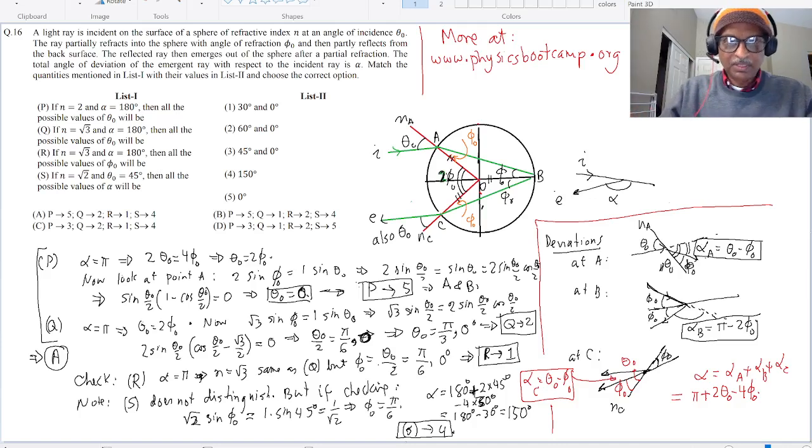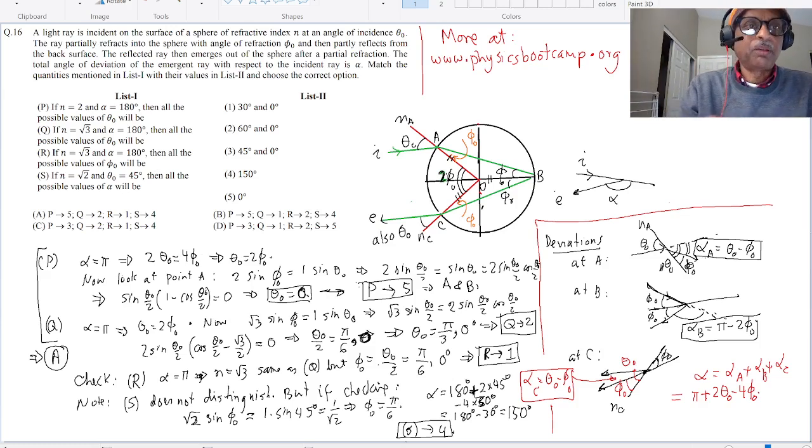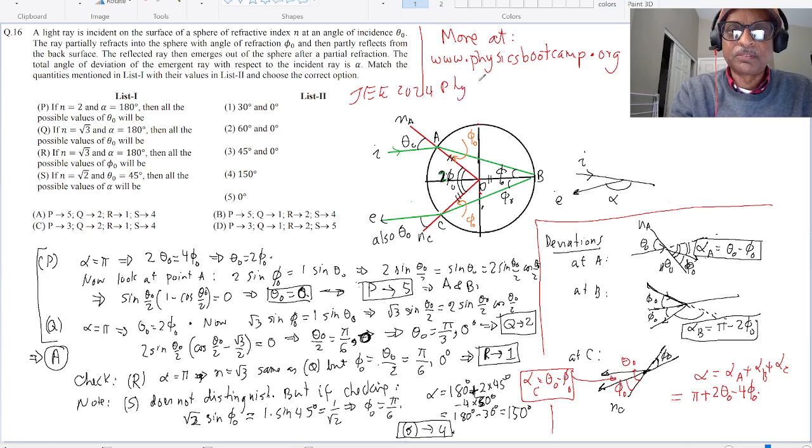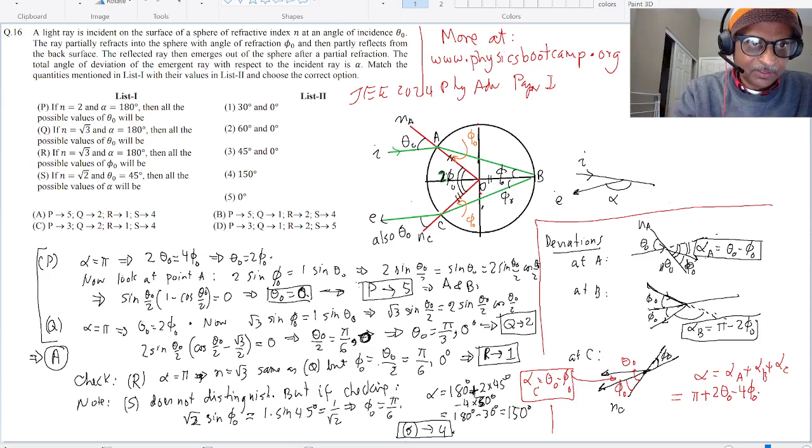So today we have a long problem, and so I decided to write it out. This is problem number 16 from JEE 2024 Advanced physics, paper 1. I will walk you through what I wrote here. This is a lot of stuff, and it was good to write it out.